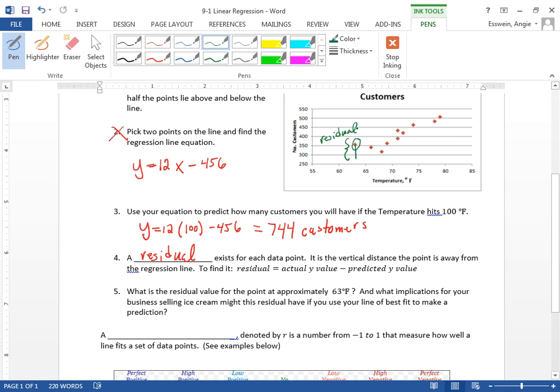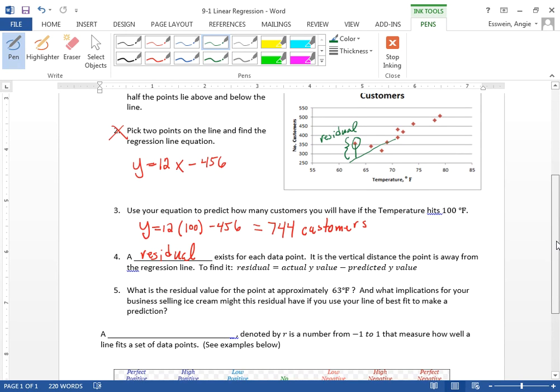Every point has a residual. Let me test this. If the point is exactly on the line, like right here, what would this residual be? 0, right? If the points are exactly on the line, the residual is 0. Would the residual of this point be positive or negative? Negative, right? The line of best fit is a model to predict, but it's not always 100% accurate, but it can get us close.